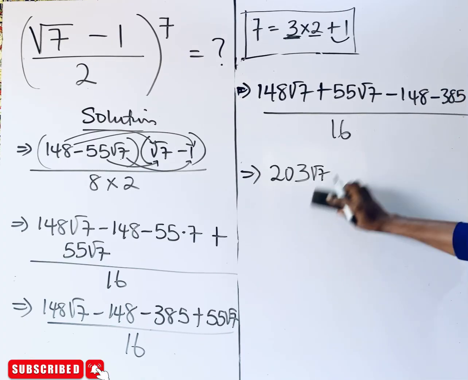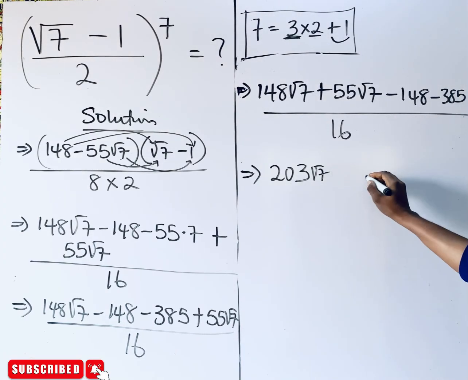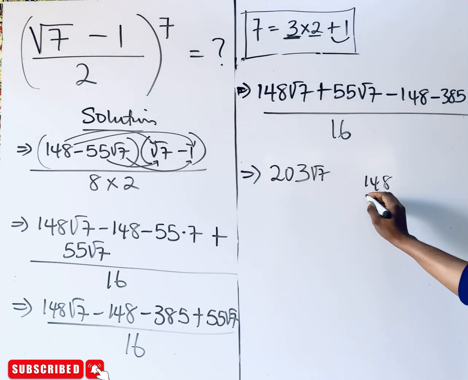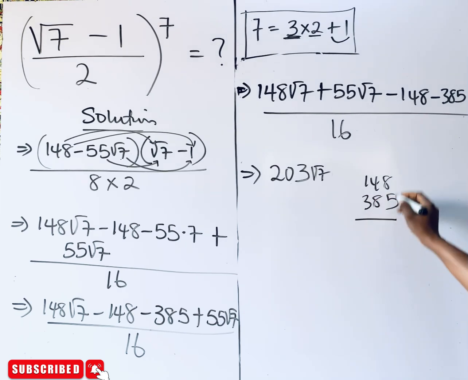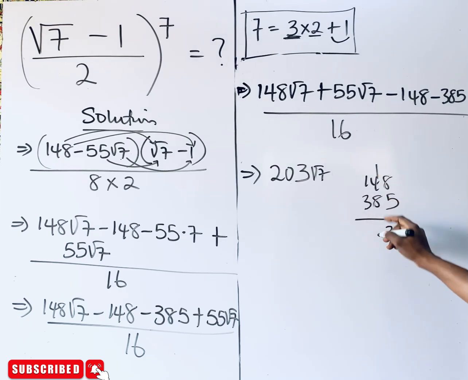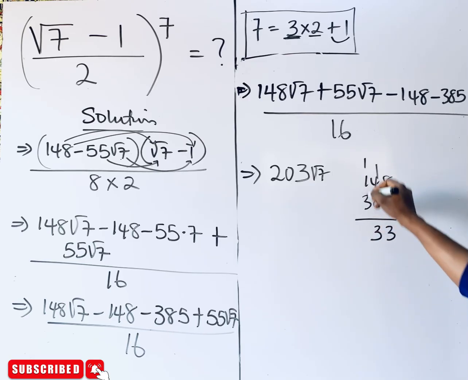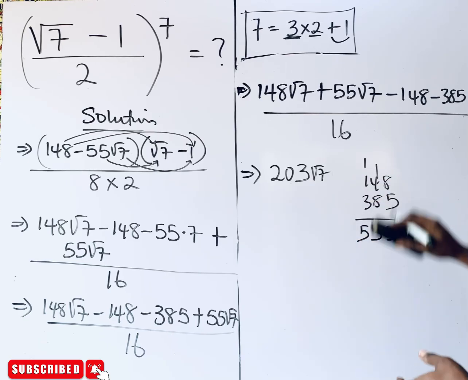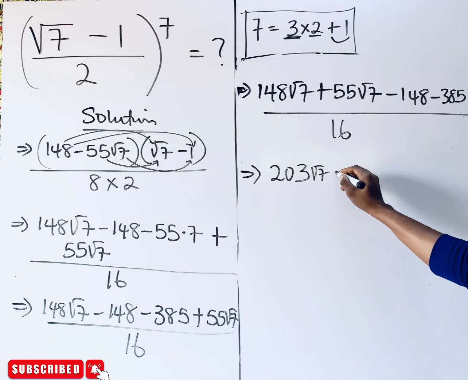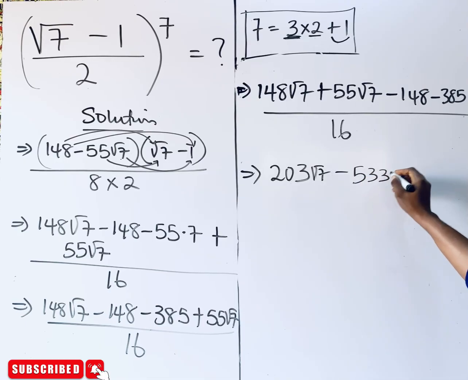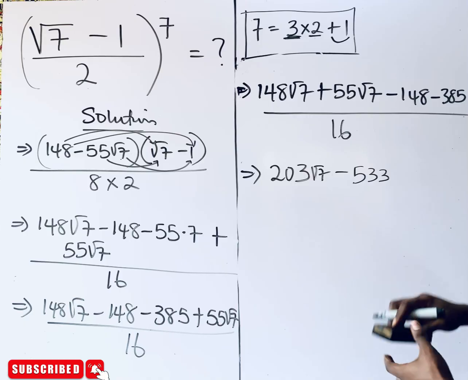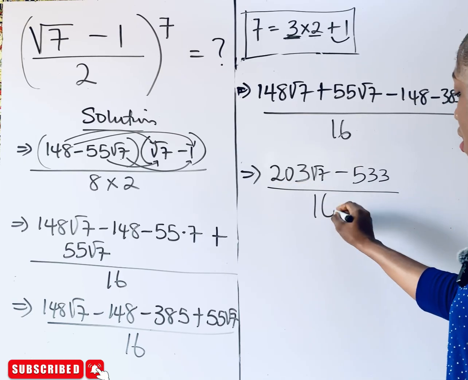Now we're going to add this also. So to add it, we have 148, 385. So we have 13, take 1. This will give us 9 plus this will give us 13, take 1. We have 5, okay? So we're having negative 533, okay? And all are divided by 16.